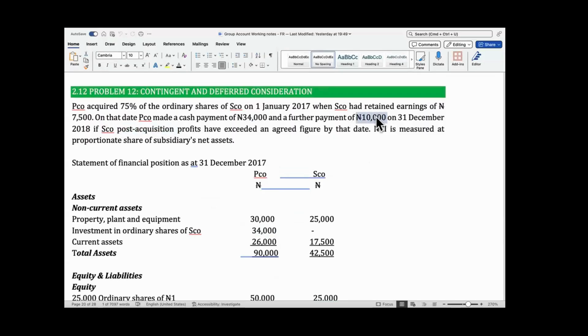How is this? I've taught you this before. This 10,000, how will it be treated and which standard deals with this? How are we going to put this in our books? Is there anybody that can speak to this in this class? This 10,000, how will it be treated in the books? We will discount it. That's correct, we're going to discount it.